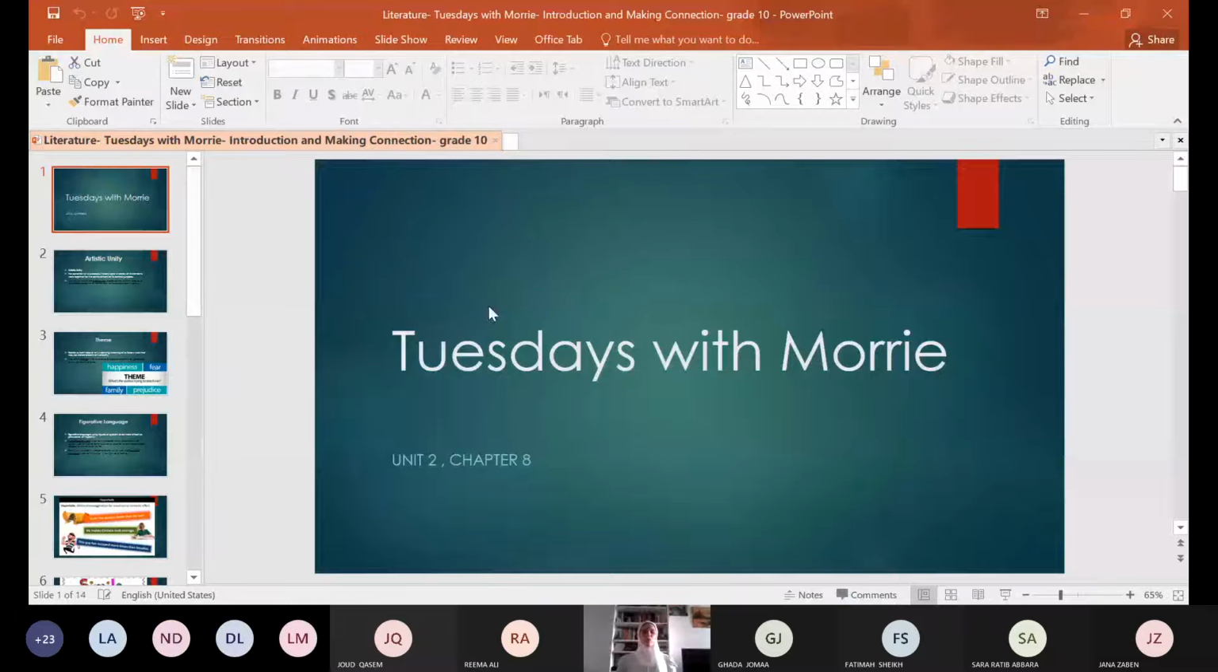Okay. Teacher, which page? 152. Okay. Here it is. Tuesdays with Morrie, and while preparing it, I discovered it's a very interesting topic.